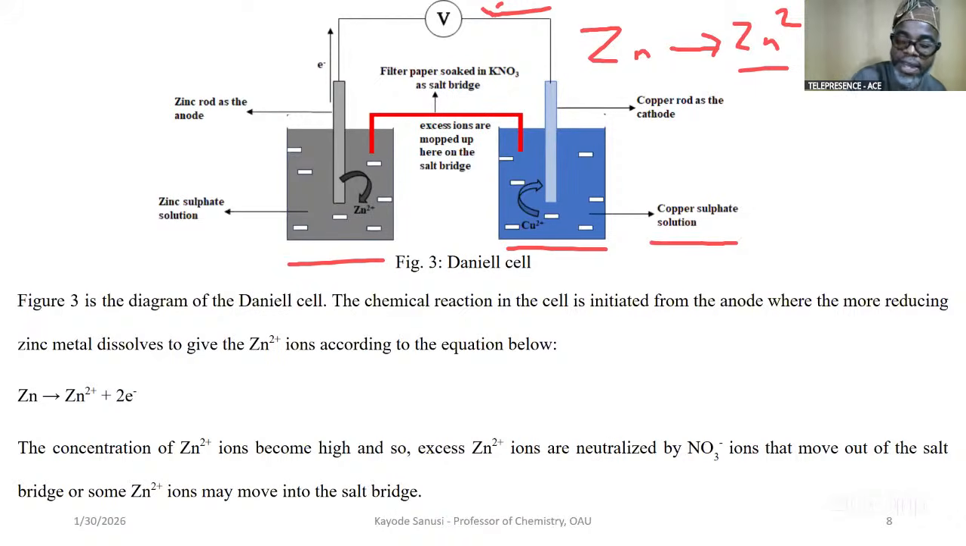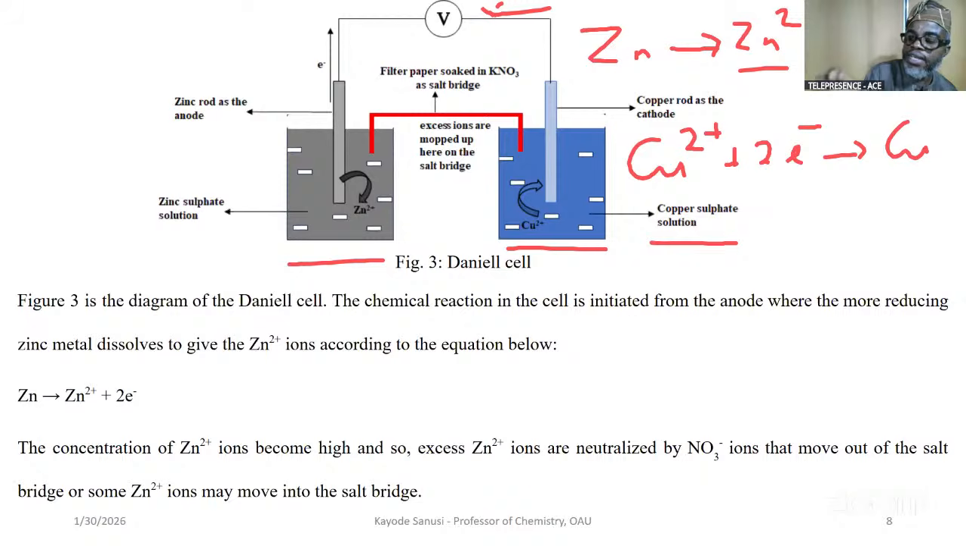You have copper 2 ion. This copper 2 ion picks up the electron and gets deposited on this electrode according to this reaction: copper 2 plus 2 electron to give copper. So it gets deposited according to this electrode. So how do we know which?